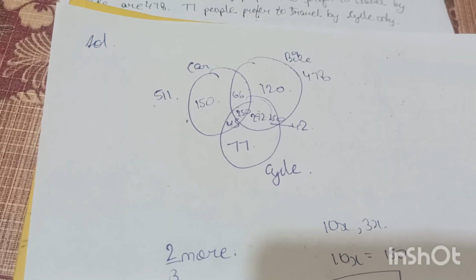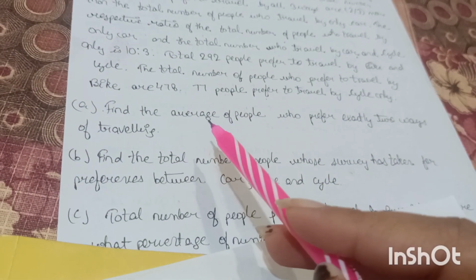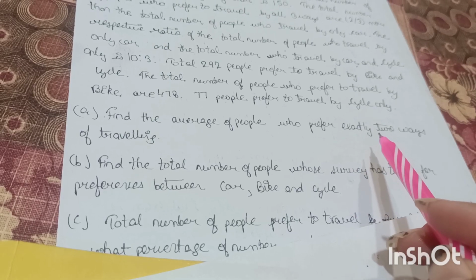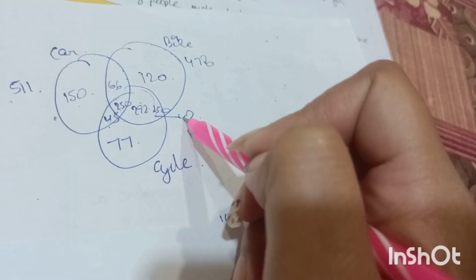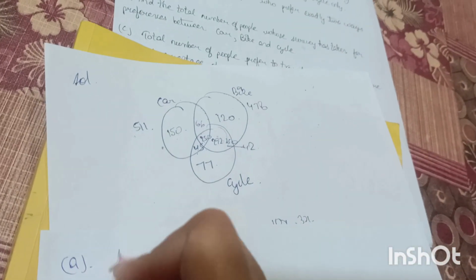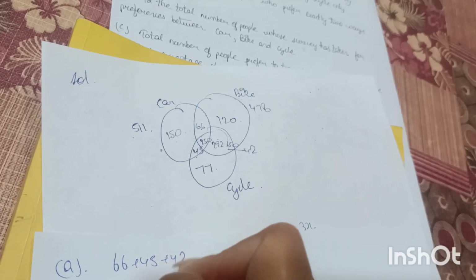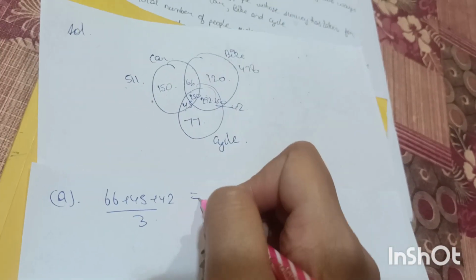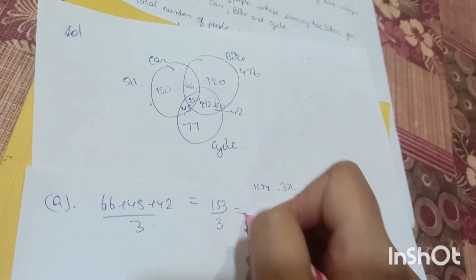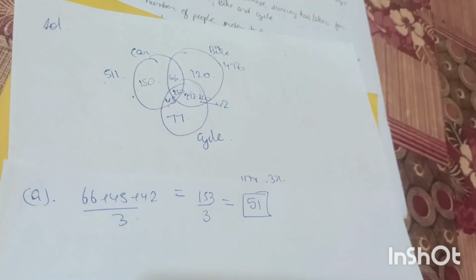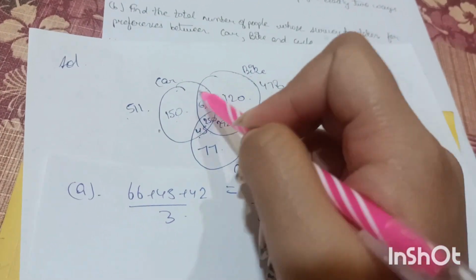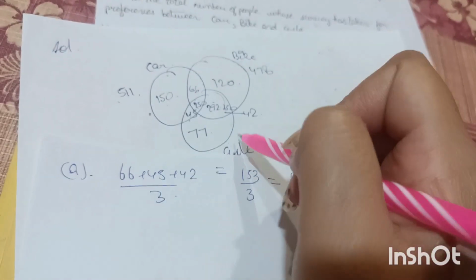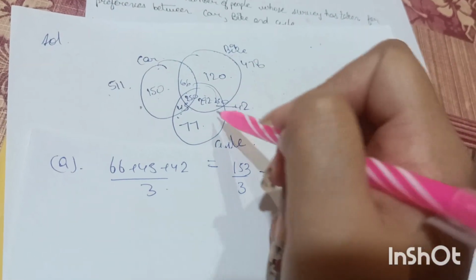Now let's solve the questions. In the first question, you have to find the average of people who are for exactly two values. So exactly two is 66, 45 and 42. So for A you will get 66 plus 45 plus 42 upon 3 average. So you will get the value as 153 upon 3. When you cancel it out, you will get the value as 51. See, for exactly two, you have to see car and bike, which is 66, car and cycle, this 45, and bike and cycle, 42.